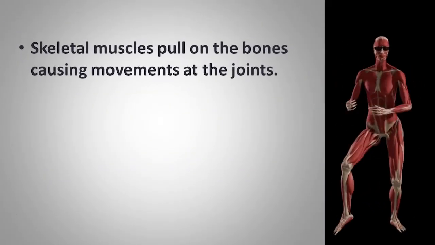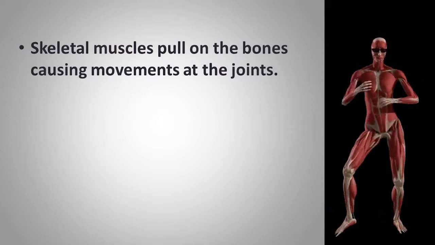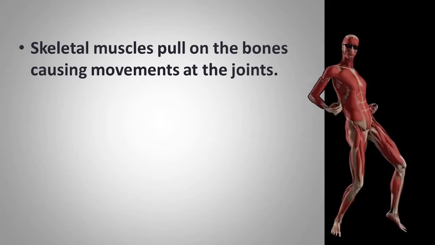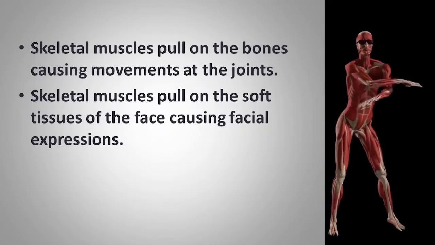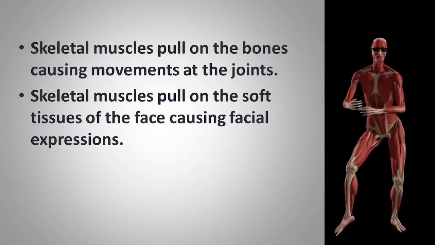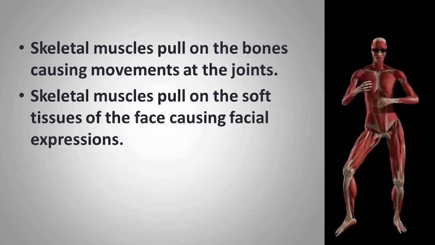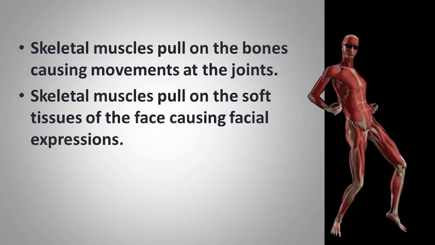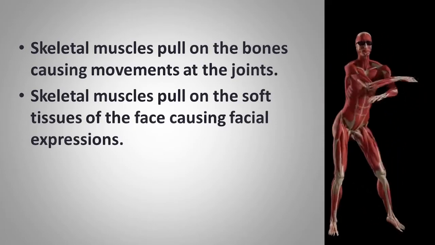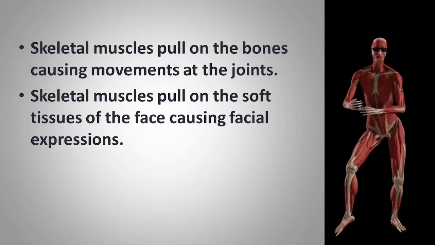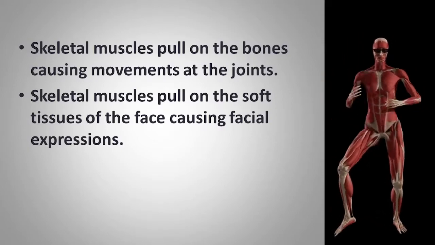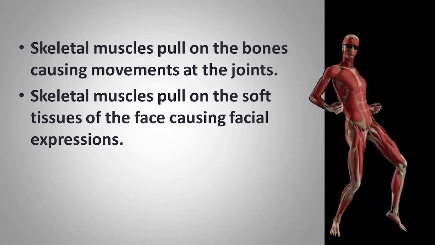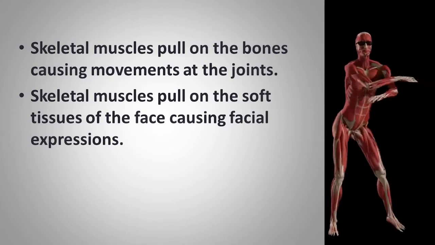Another reason for that is every time our skeletal muscle pulls on the bones, it causes movements at the joints. And the skeletal muscle also pulls on the soft tissues of the face, causing facial expressions. So every time you smile, you frown, you stick your tongue out, you blink, there are muscles involved. There are facial muscles that are responsible for those actions or facial expressions.